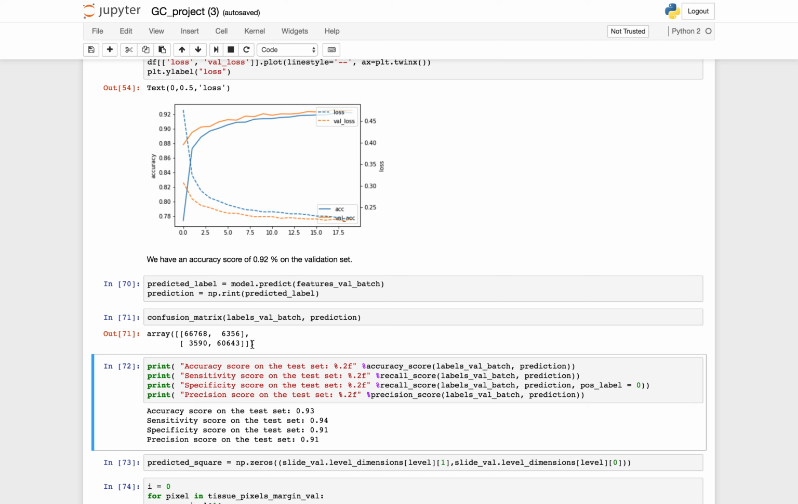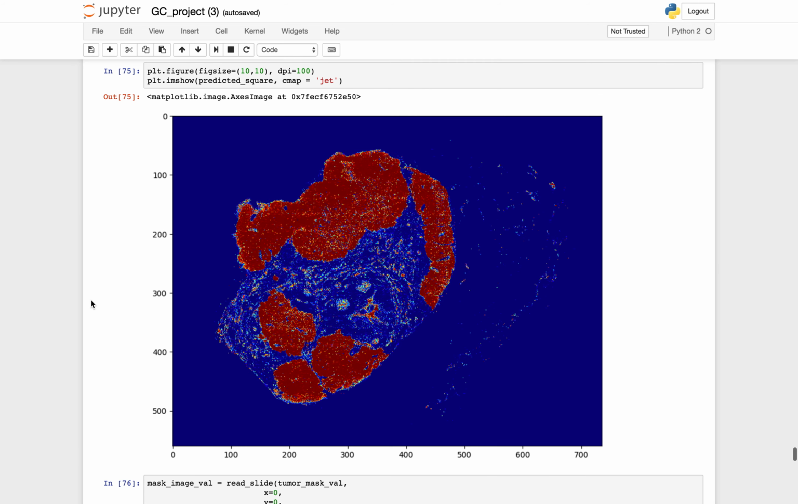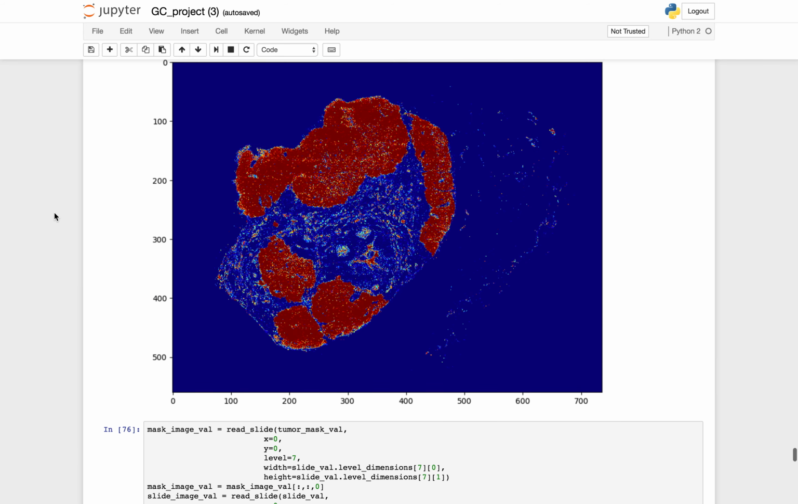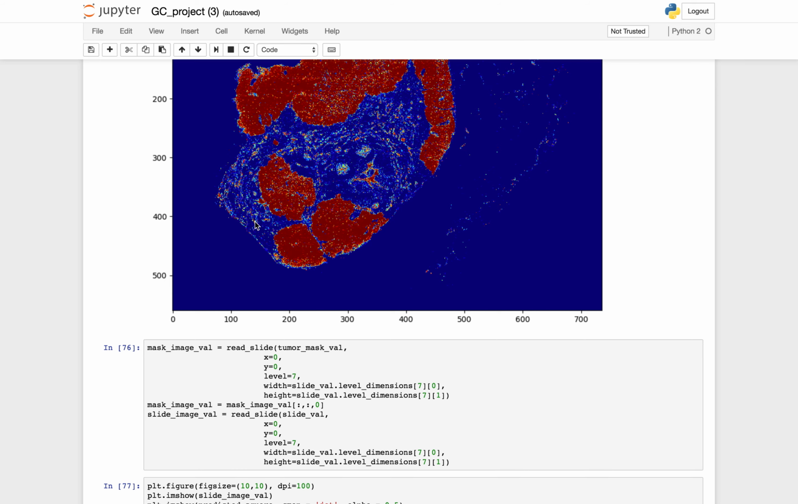And this is what we get, a really amazing confusion matrix on the validation sample that has a very good prediction both on the healthy side and the tumor side. So 94% sensitivity and 91% specificity. And this is what we get on the validation sample. Wow, it really identifies all the tumor cells correctly. Even this little bit here gets classified correctly.